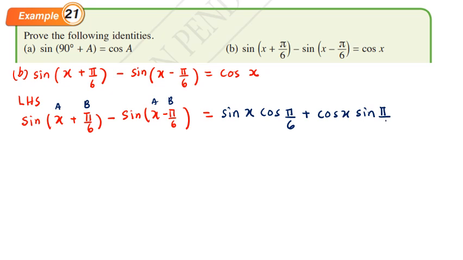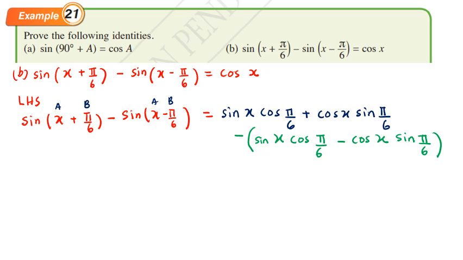pi over 6. Okay, we go for the second part. Teacher guna warna hijau. Okay, this one must put in minus. Kita letak bawah minus. Okay, bracket sin(A - B). Kita tengok A minus B. Oh, we start with sin x cos pi over 6 minus cos x sin pi over 6. Close the bracket.